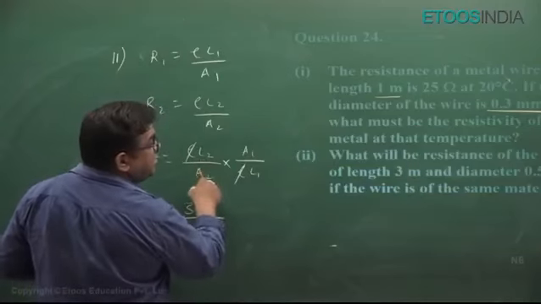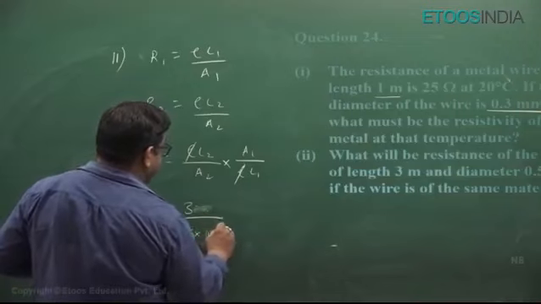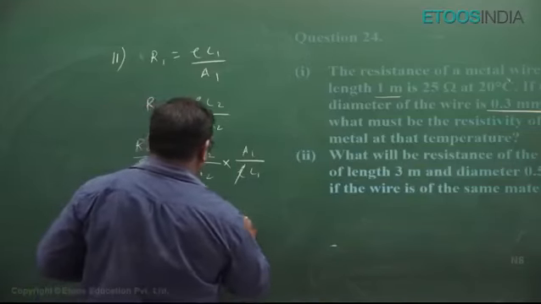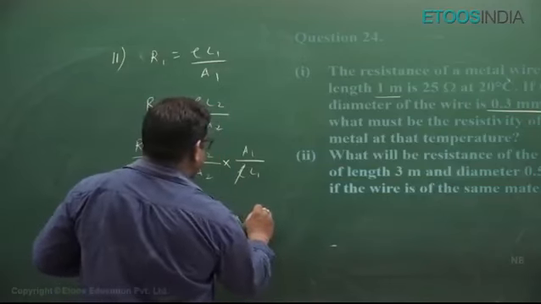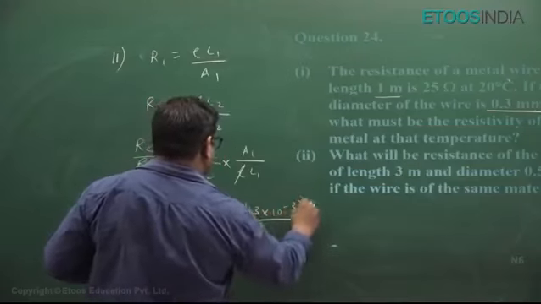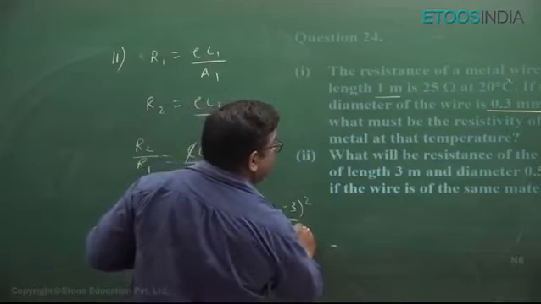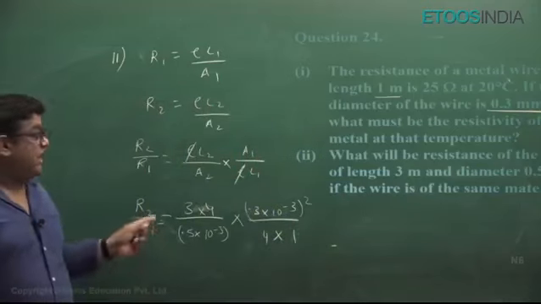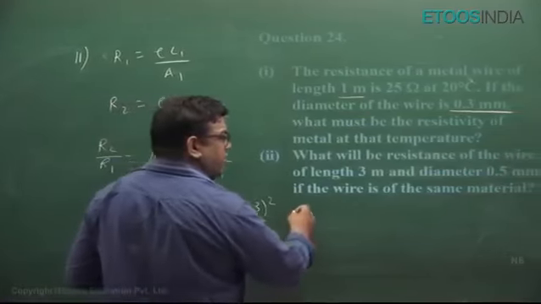upon what is A2 here? It is 0.5 × 10^-3 whole square into 4, and here it will be (0.3 × 10^-3) whole square upon 4 into, and the length is 1 meter. So when I start solving it, the final answer which I'll get over here will be 1 ohm.